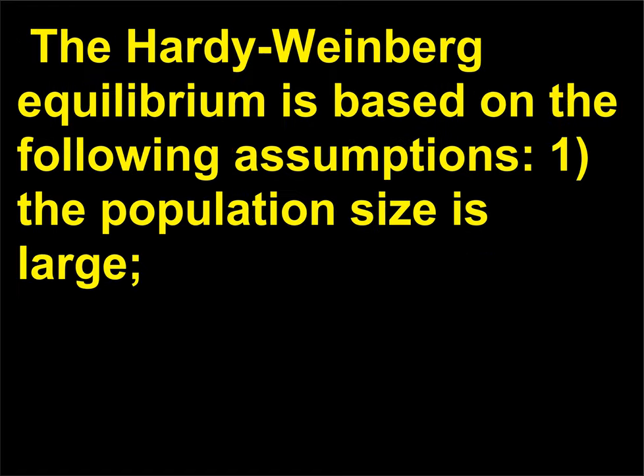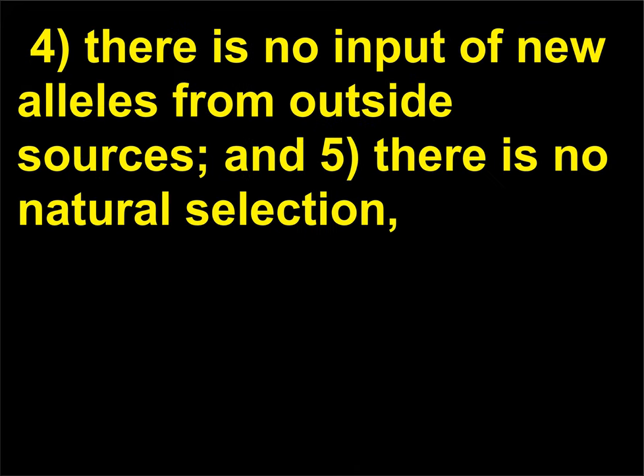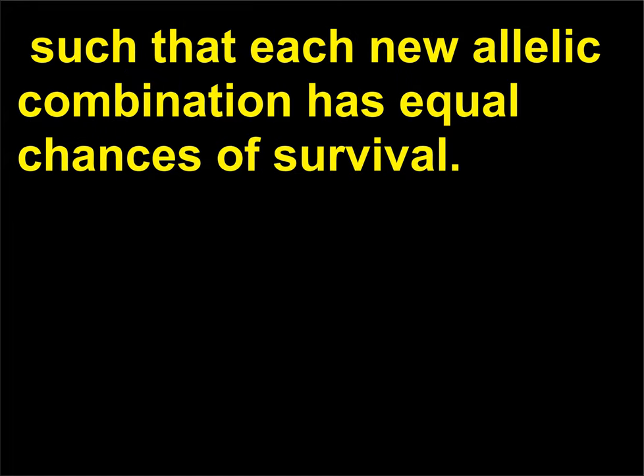The Hardy-Weinberg equilibrium is based on the following assumptions: 1. The population size is large. 2. Individuals mate randomly within the population. 3. There are no mutations. 4. There is no input of new alleles from outside sources. And 5. There is no natural selection, such that each new allelic combination has equal chances of survival.